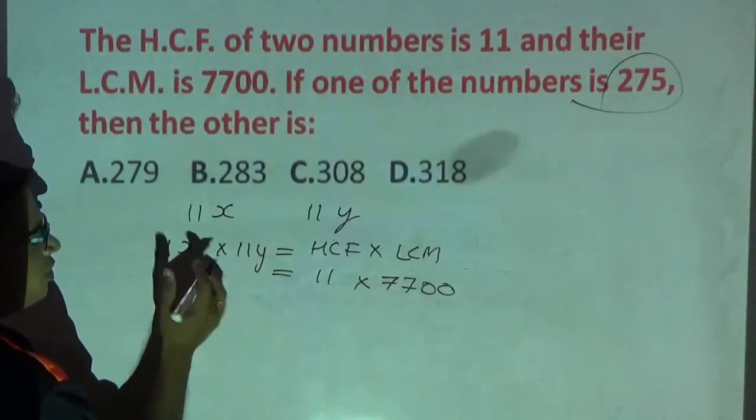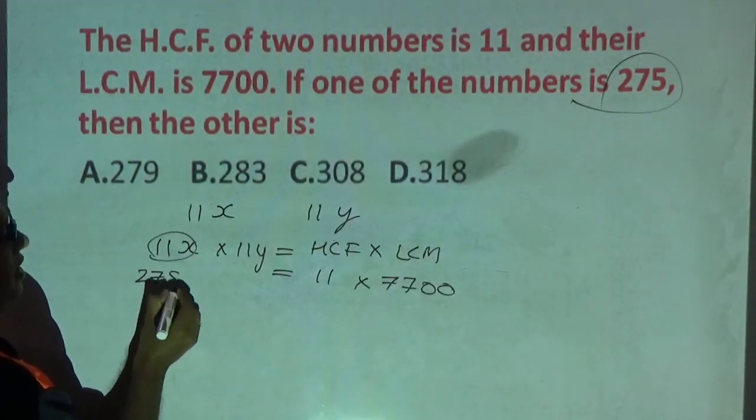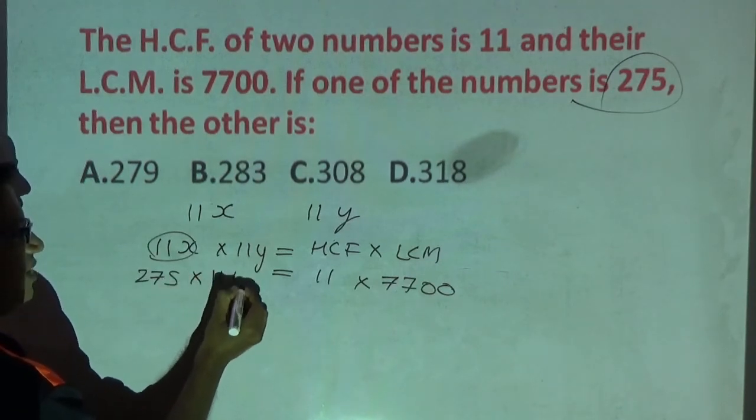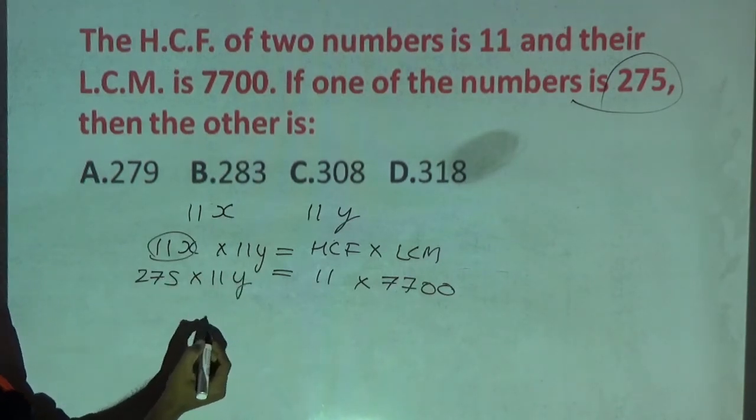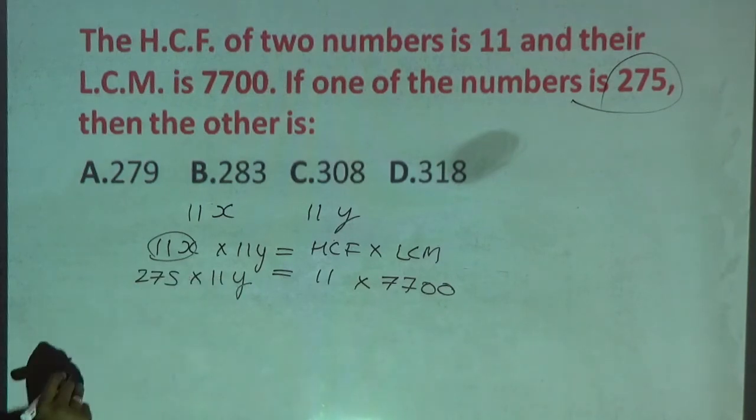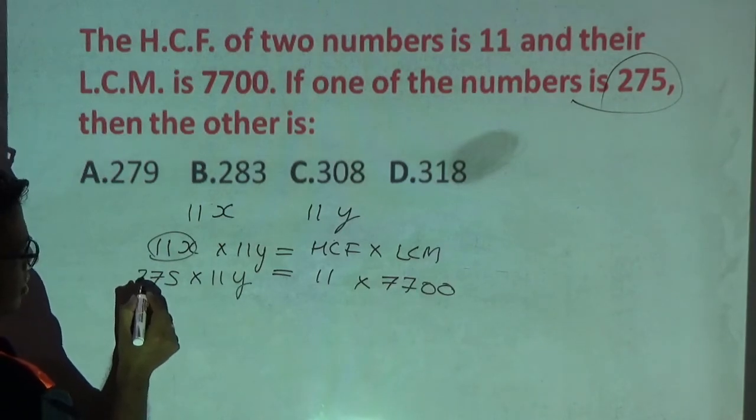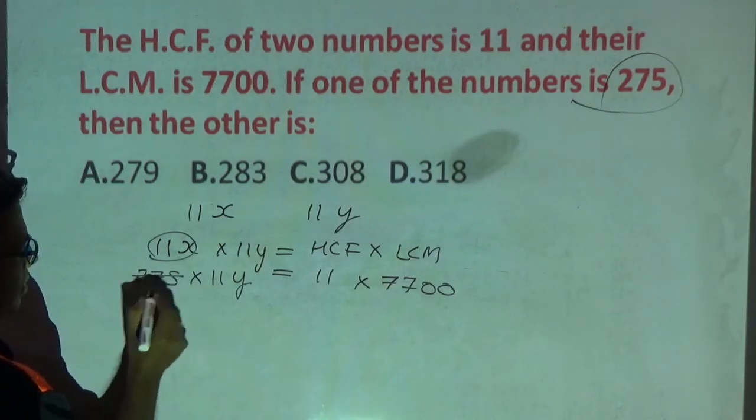So among these two, you take one number: 11x, I will consider that to be 275, into 11y. So I need to find the other number. What is the other number? 11y is the other number. Correct? Now, I need to find this, so here I will simplify.